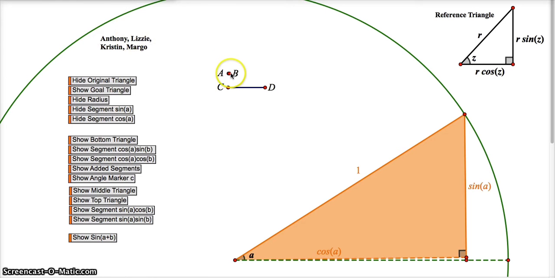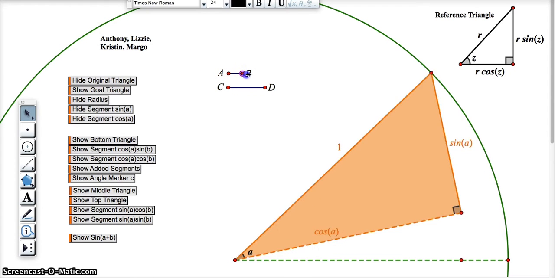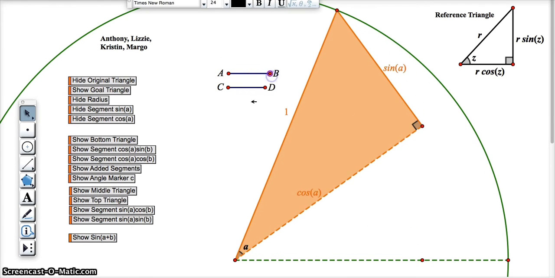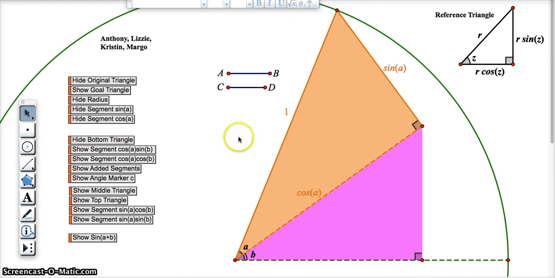Use the slider to rotate the triangle. We are constructing central angle B again. We then constructed another right pink triangle with a perpendicular line from this point to a horizontal radius with central angle B, like so. Based off our reference triangle, the hypotenuse of the new triangle is in fact the leg of our previous triangle, 1 cosine A. This makes our new vertical leg cosine A sine B, and our new horizontal leg cosine A cosine B.